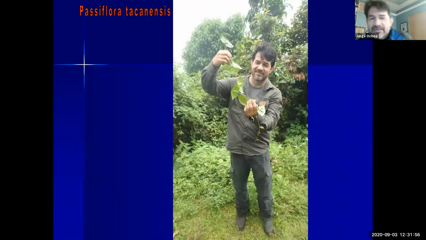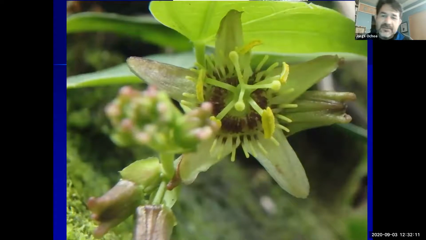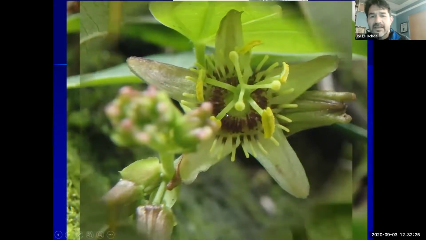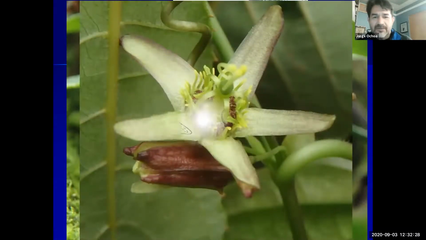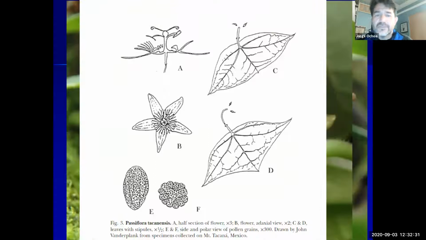A species that was discovered in 2001, Tacanensis from southern Mexico. It was recorded and described, but the flowers were never seen. And so it was after we did a trip to Chiapas, Mexico, that I was the first person in the professional community network that saw and photographed the flower for this species. So there's the side view of that. And that added to the full description of the plant. So later on, we published the missing information, which is a flower.